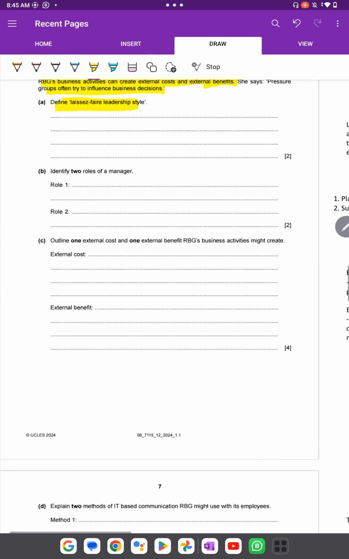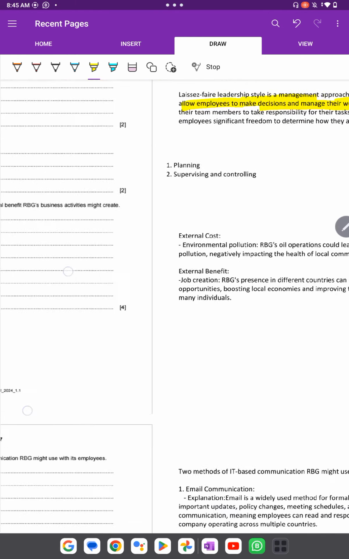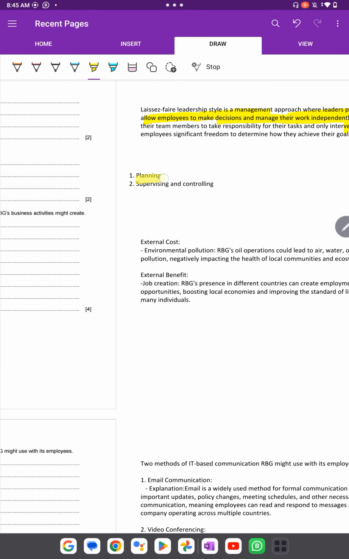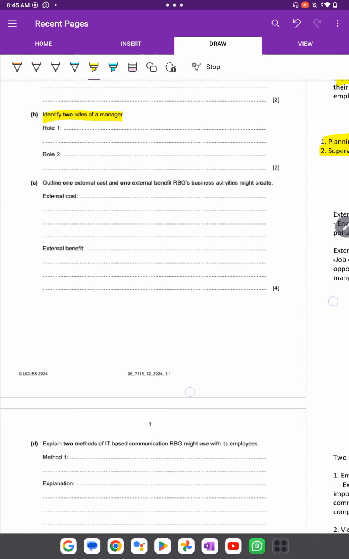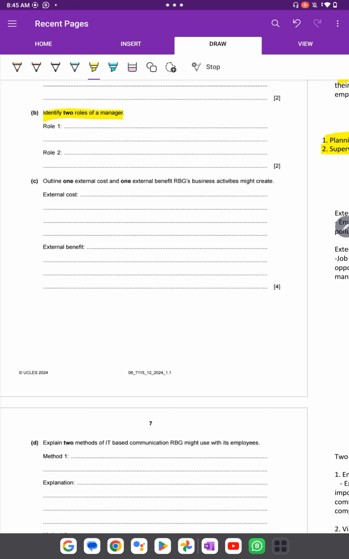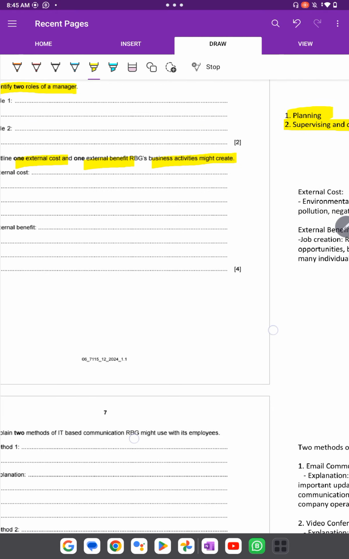Next one would be: identify 2 roles of a manager. The first one is planning, the second one is supervising and controlling. So this is very easy. C part: outline one external cost and one external benefit that RGB's business activities might create. Okay.